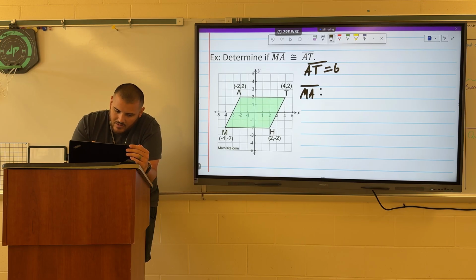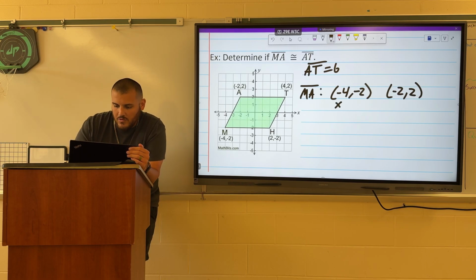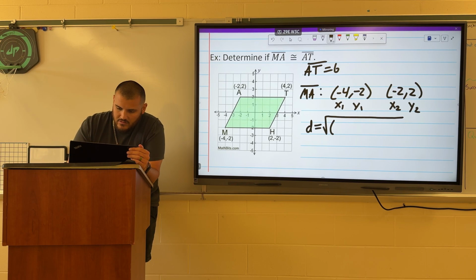I'm going to go ahead and write down the locations of those endpoints at negative 4, negative 2, and negative 2, positive 2. And the only reason I'm doing this is so that I can label them. Remember, extremely important. Don't be lazy with your labeling. One point is x1, y1, the other point is x2, y2. Then we're plugging those into our distance formula. So square root of x2, so negative 2, minus x1, x1 is negative 4, plus y2 minus y1.